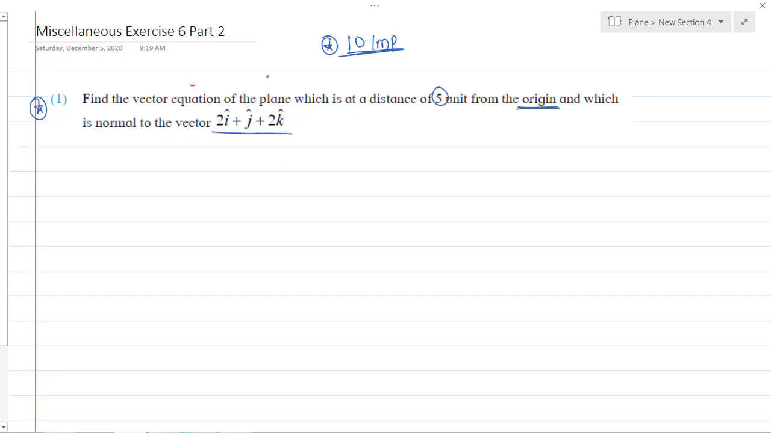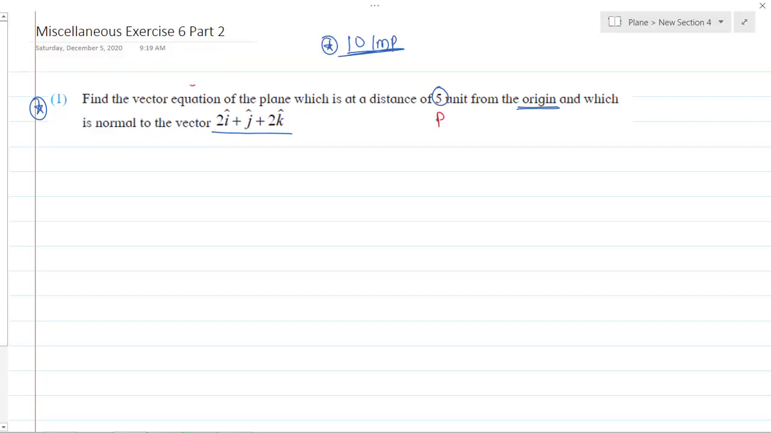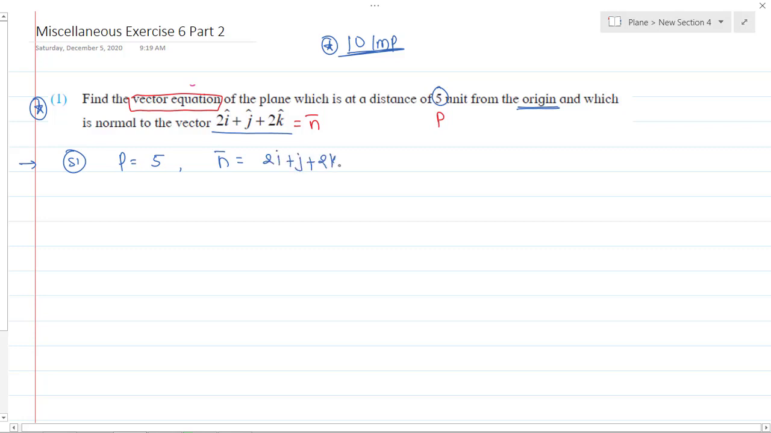So the information they have given is that the 5 is my p, and this is my n bar. They are asking for the vector equation of the plane which is at a distance of p. So how will you get the vector equation? Our step number 1 is to always write the given information. Here p is equal to 5 and n bar is equal to 2i plus j plus 2k. What they have asked is the vector equation of the plane, and you know that it is r bar dot n cap is equal to p.